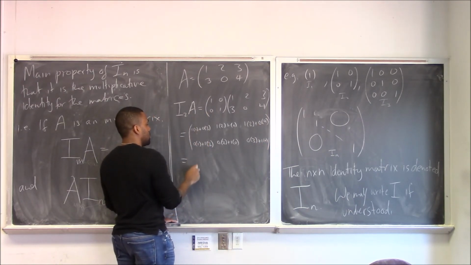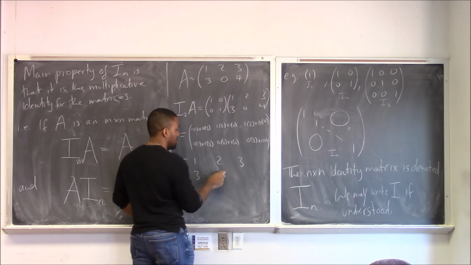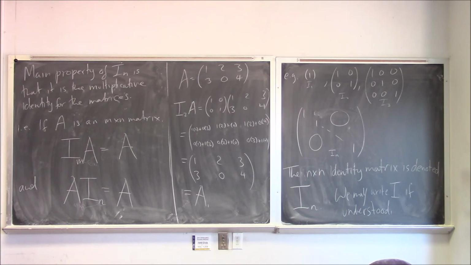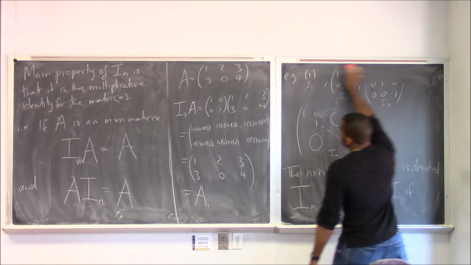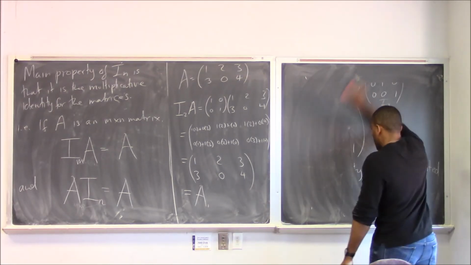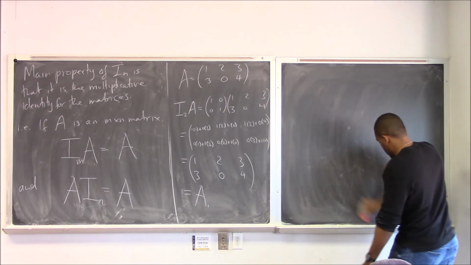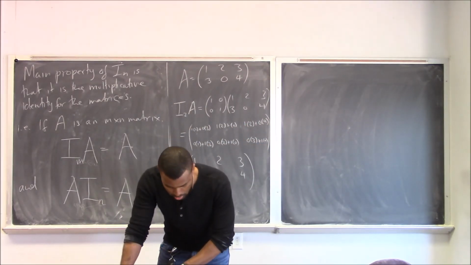So now the 0 is going to kill that. That's a 1. That's a 2. That's a 3. This is a 3. This is a 0. This is a 4. That's how you got back A. And that will always happen. As long as the size is the right one to be able to multiply, you will always get back the matrix when you multiply by the identity. That's why it's called the identity matrix. It's a very important kind of diagonal matrix. And diagonal matrices are square matrices where they have zeros except from possibly on their main diagonal.